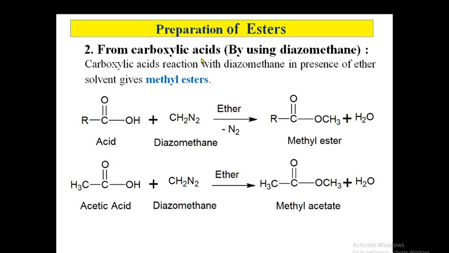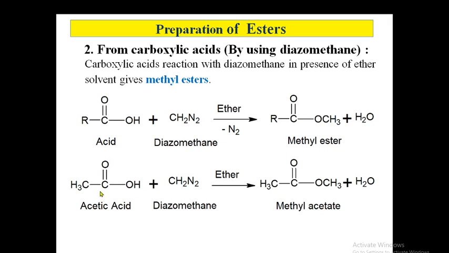Again from carboxylic acid, but by using diazomethane. When carboxylic acid reacted with diazomethane in presence of solvent ether, it forms methyl ester. So this is the special method for the preparation of methyl esters. In this the methylene group is situated in between oxygen and hydrogen of hydroxyl group, and nitrogen is removed as N2 gas. So you will get methyl esters.